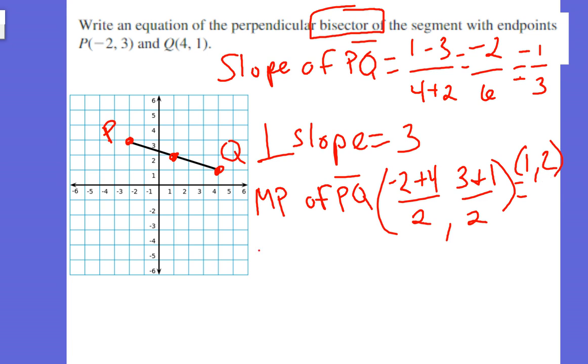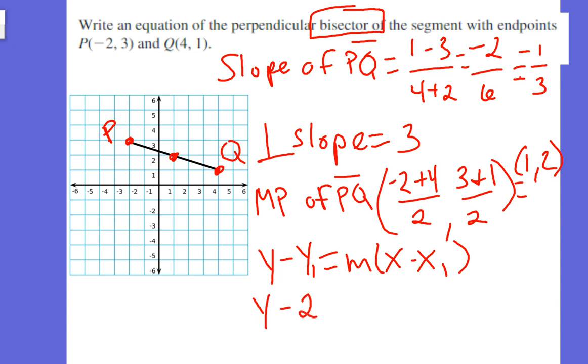Just to recap, remember point-slope form is y minus y1 equals m times x minus x1, where m is your slope and x1 and y1 are the ordered pair that you know is on the line. So y minus y1 is 2. Where did I get that 2? Because this is the point that I want on my equation. So slope is 3, and then x minus x1 is 1.